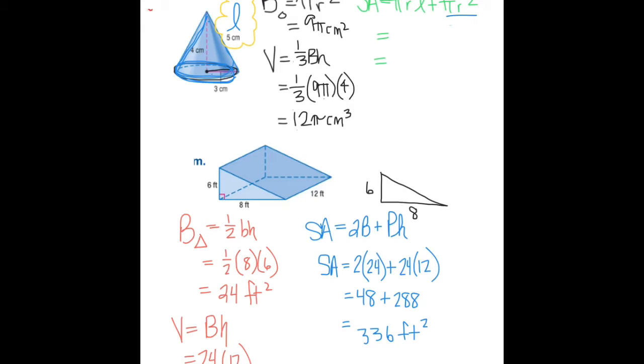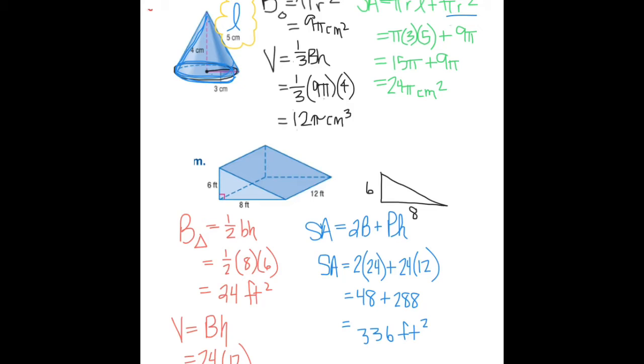So the surface area is pi times my radius, which is 3, times my slant height, which is 5, plus the area of the base, which I know is 9 pi. Well, 3 times 5 is 15. 15 times pi is 15 pi. 15 pi plus 9 pi is 24 pi. So the surface area of this shape is 24 pi centimeters squared.